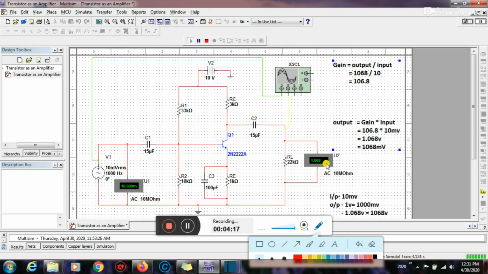So this is one of the most important applications of the transistor as an amplifier. It will work in the active region of the transistor. I hope you can clearly understand the application of transistor as an amplifier.